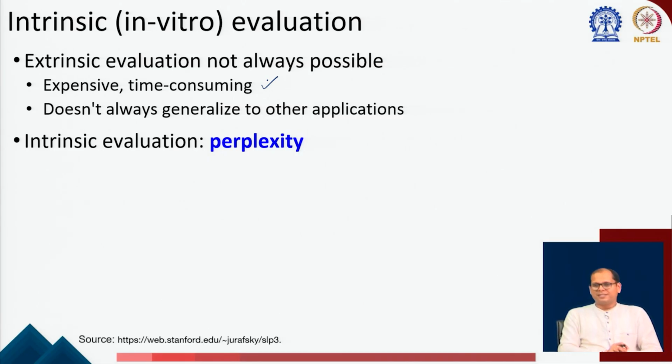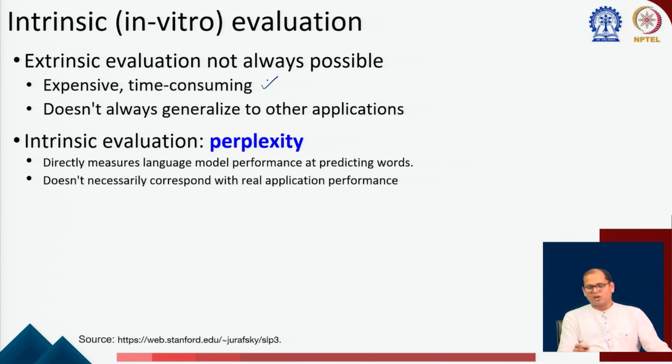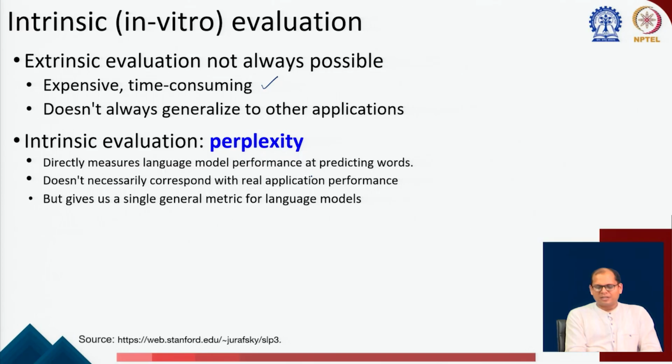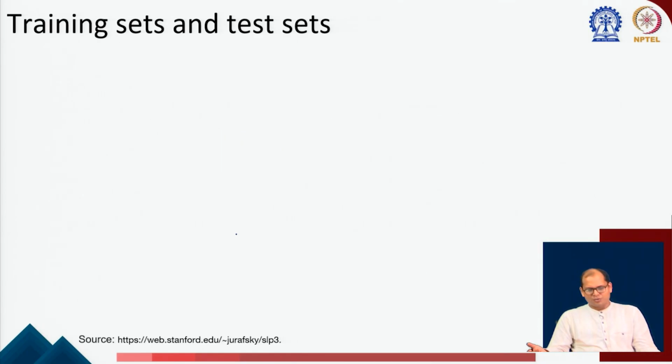So, then another metric that is much more preferred is called perplexity. That's an intrinsic evaluation metric. It directly measures the performance of the language model on the actual task for which it is trained, that is predicting the words. So, how good it is at predicting the next words. This may not actually correspond with real world applications, but it gives a general metric by which we can evaluate or compare language models. It's useful for n-gram language models, and we will see that even for large language models, perplexity is one of the metrics that is used.